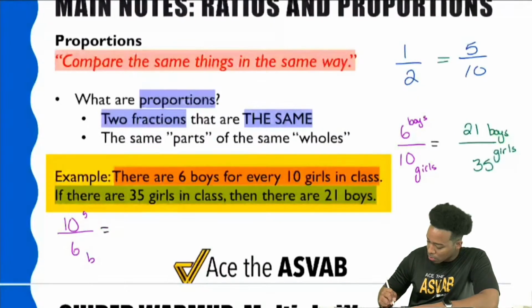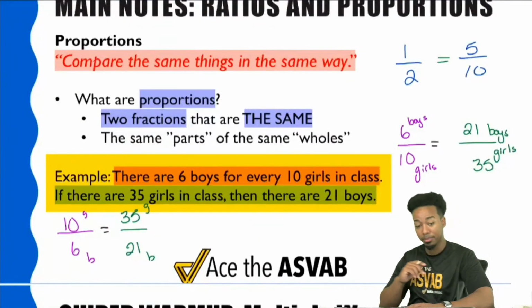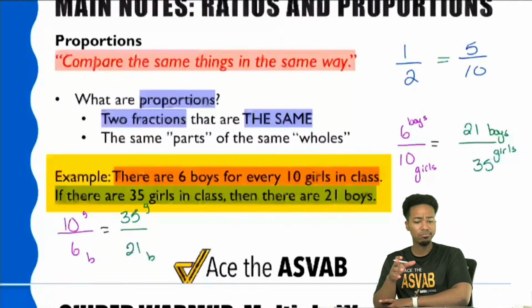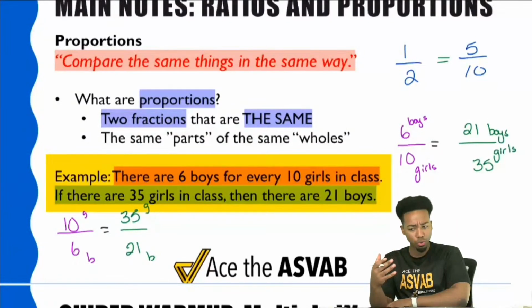So long as you just write the same comparison the same way, 35 girls on top, 21 boys on the bottom, would have worked out just fine. Now, I want to show you another way that people know it's true, but don't get too much practice on.